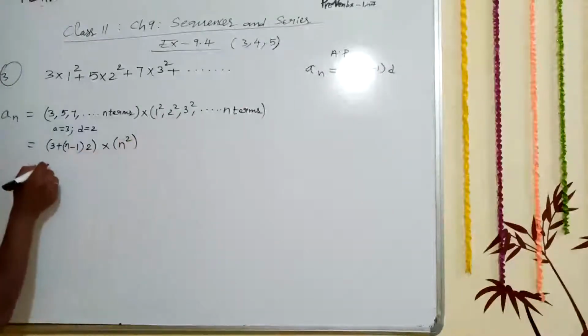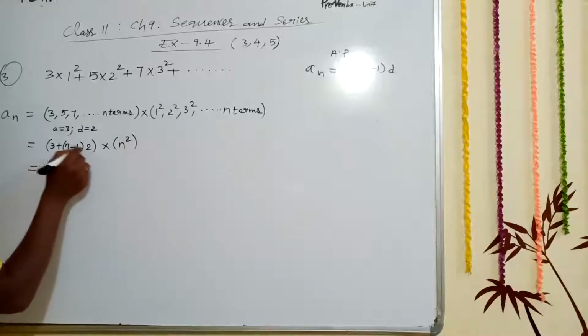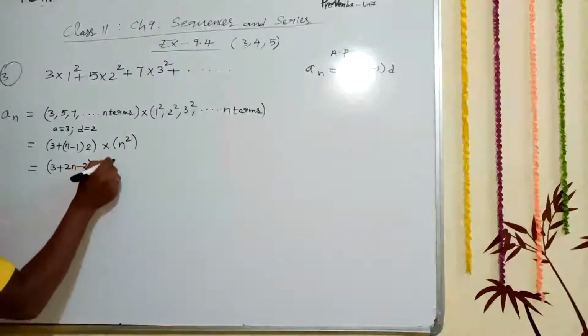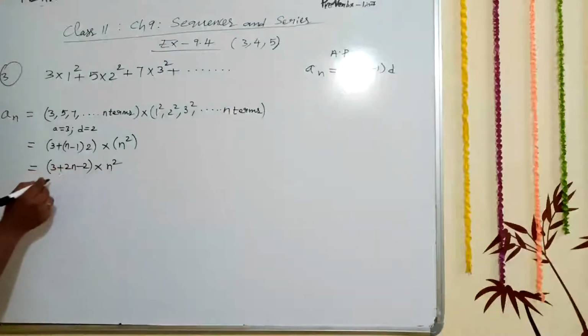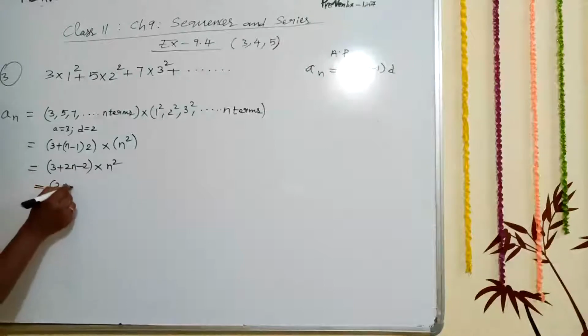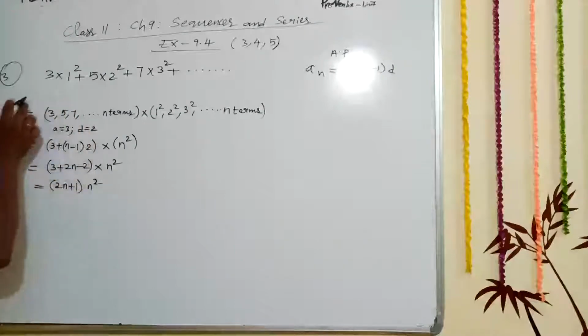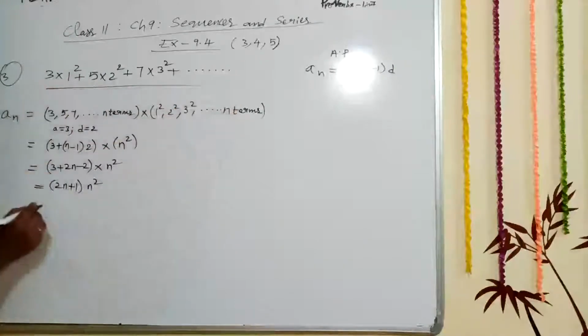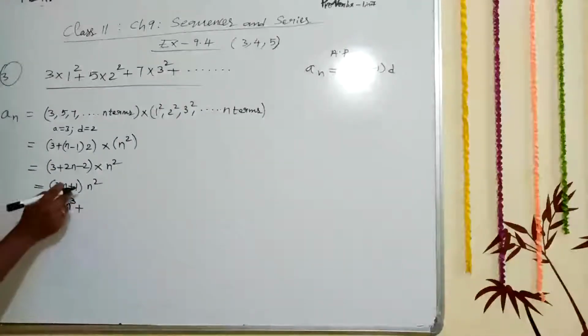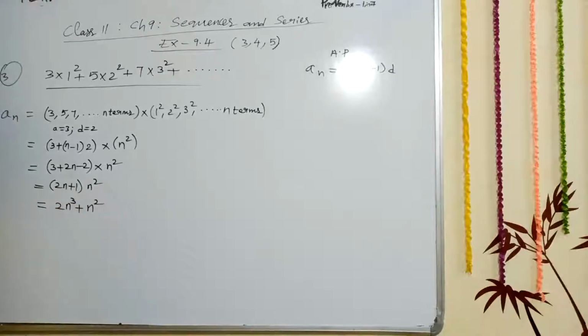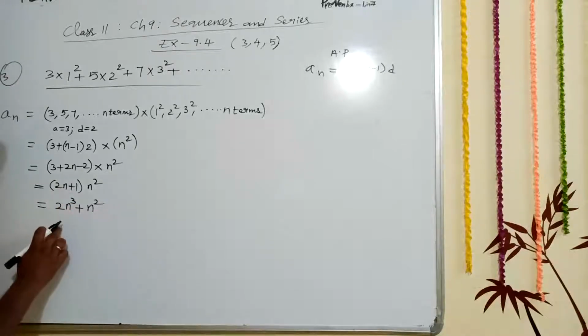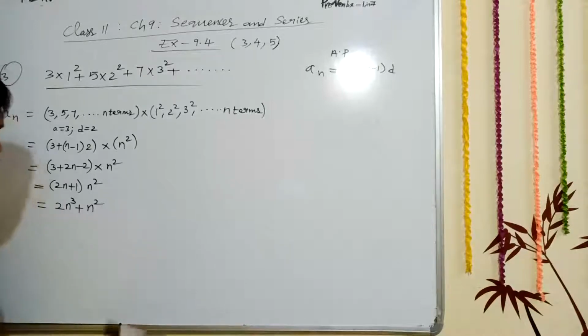So now let's simplify this. 3 plus 2 into n, 2n minus 1 into 2, that into n square. Now 3 minus 2 is nothing but 1. So at last 2n plus 1 into n square. Simplify this and you are going to get an of this complete series. Now let me simplify: 2n into n square is 2n cube, plus 1 into n square, we can write it as n square. After writing 2n cube plus n square, that is the an we found.